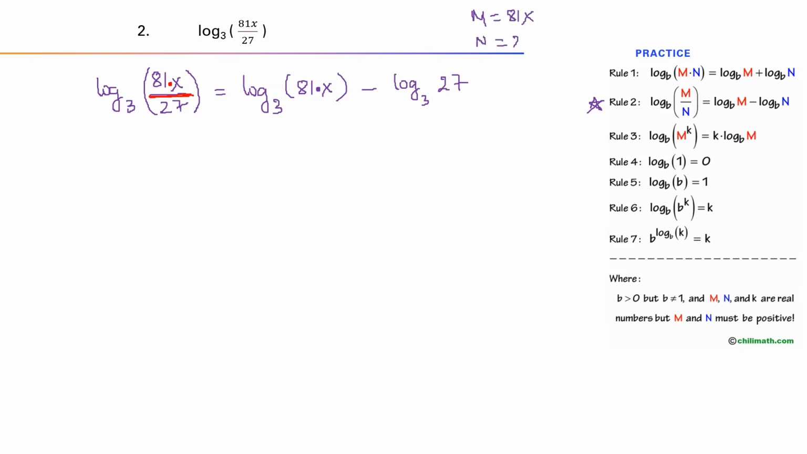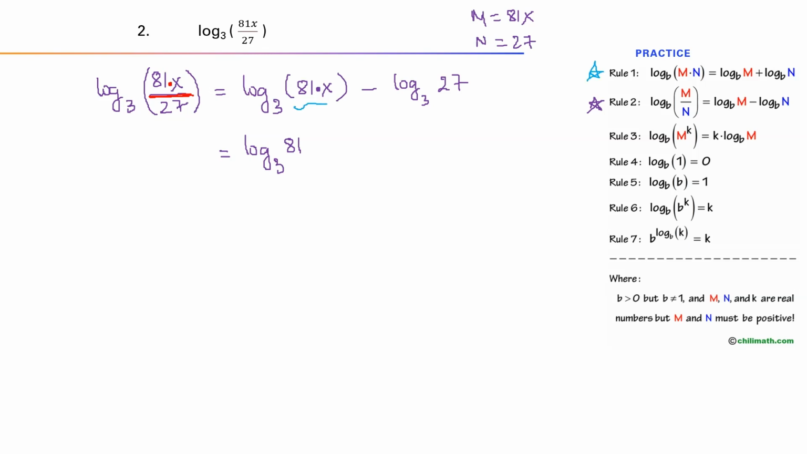Yeah. So now the first, log base 3 of 81 times x, we can rewrite as log base 3 of 81. Now multiplication, then we use rule number 1, the product rule.